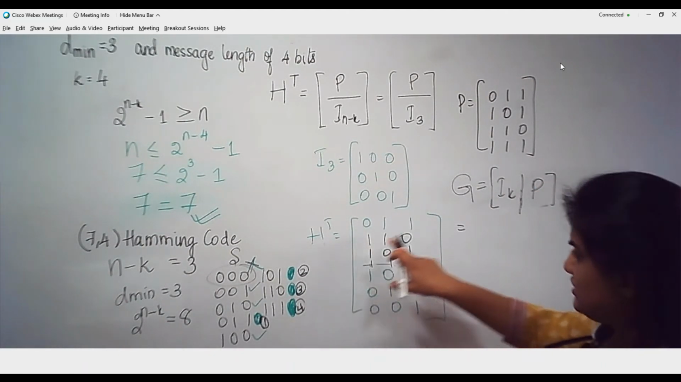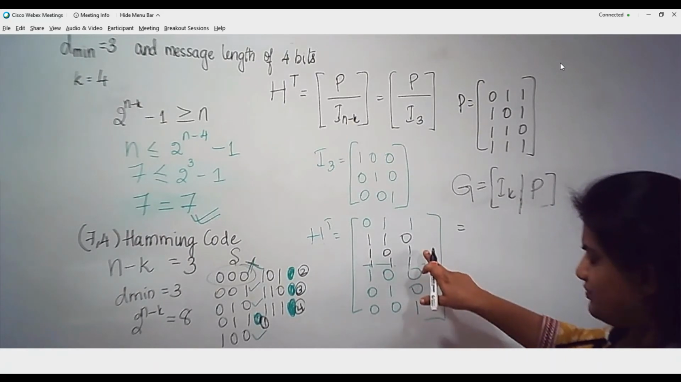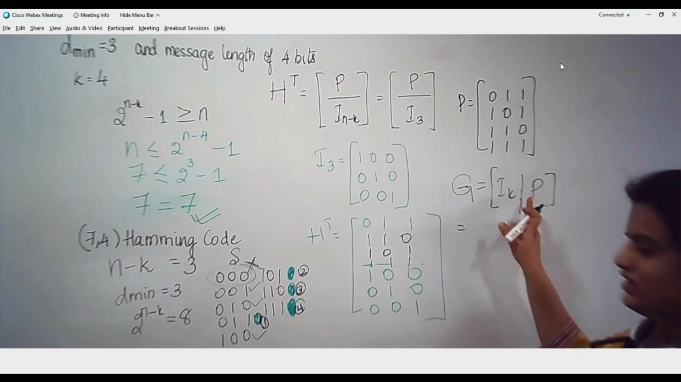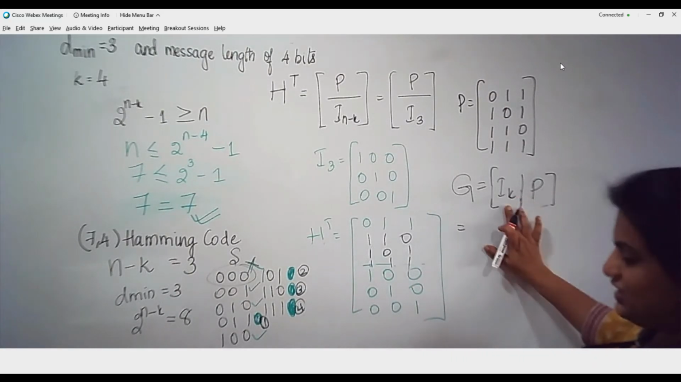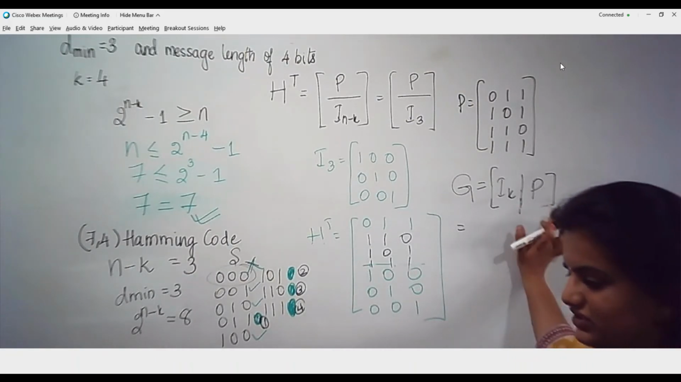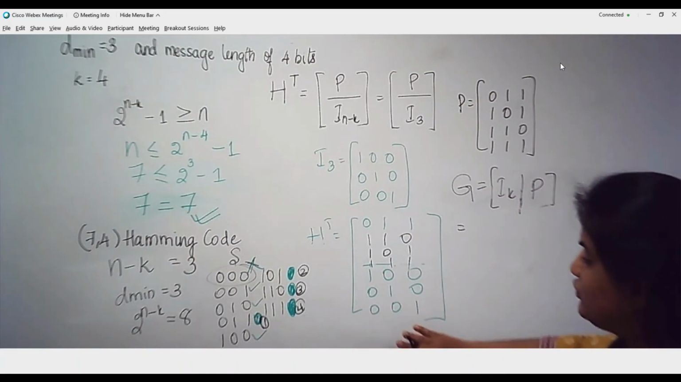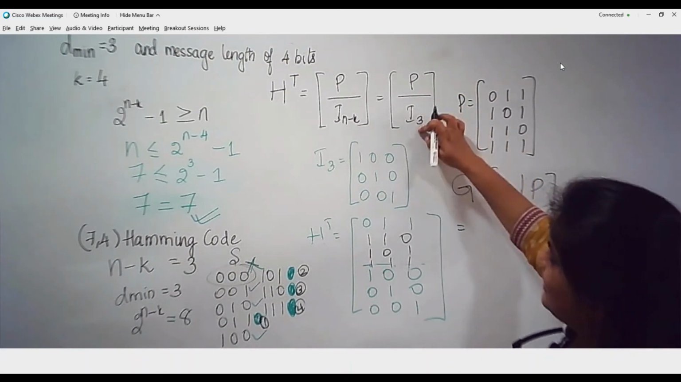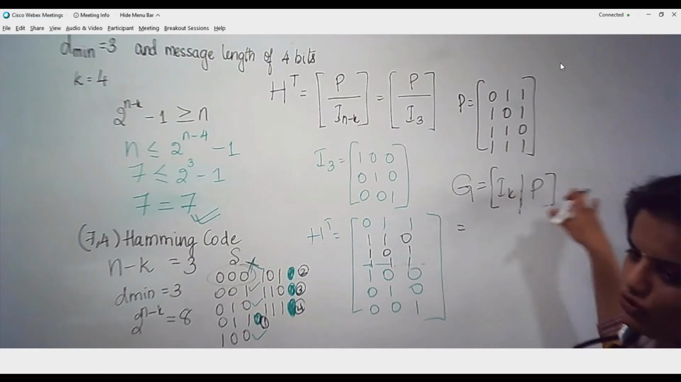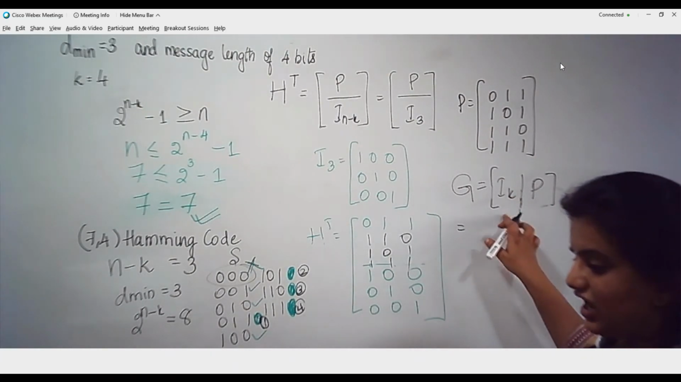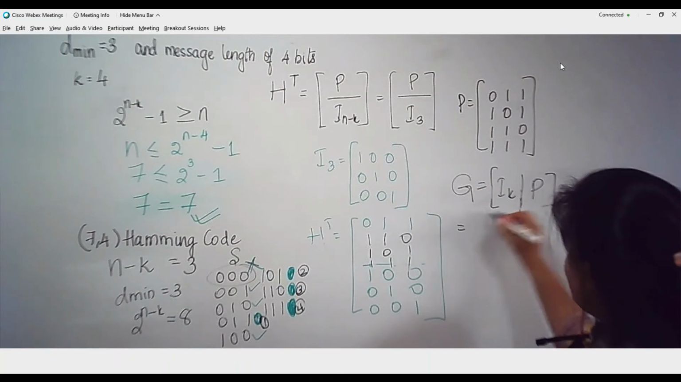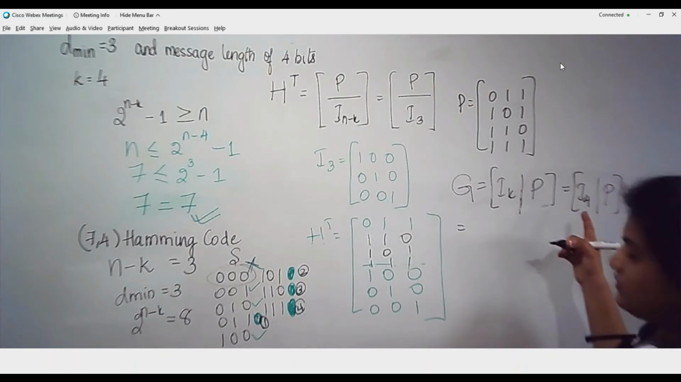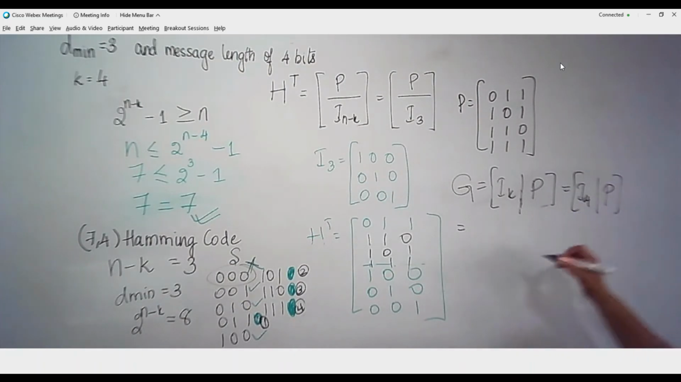Since here we have written parity first and then followed by the identity matrix, here we are going to go in reverse. That is, the identity matrix will come first, followed by the parity matrix. How you write the parity check matrix is important. If you are placing it like this, then you can write it as P followed by I. So here in this case it is I followed by P. In this case the K value is 4, so it is an identity matrix of size 4 followed by the parity matrix.